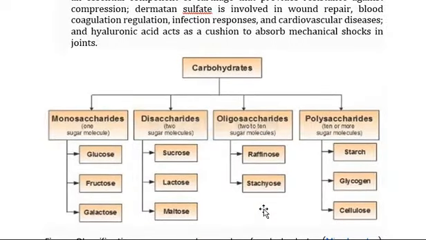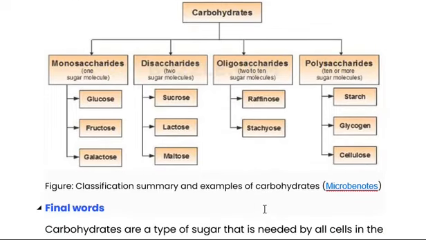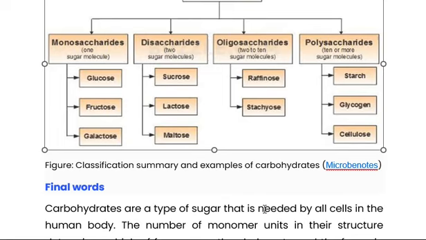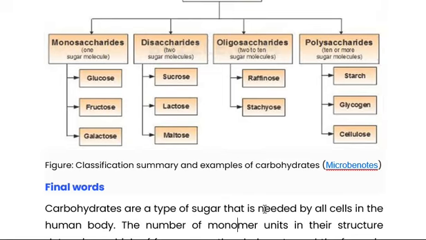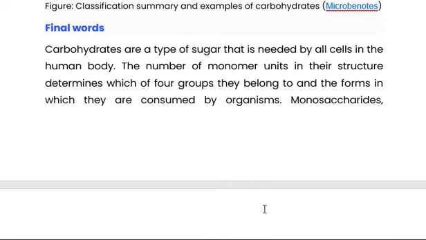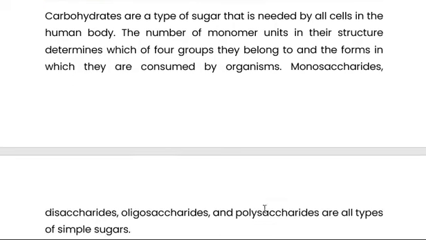So here we have the classification summary. An example of carbohydrates is shown in this table, and then the final words as a conclusion. Carbohydrates are a type of sugar that is needed by all cells in the human body. The number of monomer units in their structure determines which of four groups they belong to and the forms in which they are consumed by organisms.